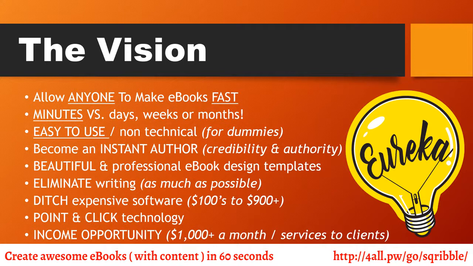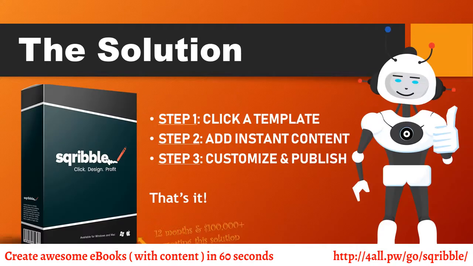Okay. One last goal here, and the vision behind Sqribble, was to allow anyone to have an income opportunity. You can not just use the software for yourself, for your own projects, to create your own ebooks, your reports, your lead magnets and the rest of it, but also have a dual purpose, and that's to use the software to create an income opportunity where you can make $1,000 a month at least by selling services to clients. And I'm going to talk about that in just a few minutes. But then the solution was actually born.